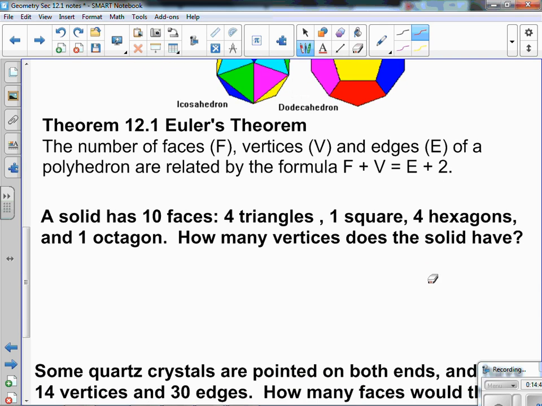So we've got a solid that has 10 faces: 4 triangles, 1 square, 4 hexagons, and 1 octagon. How many vertices does the solid have? First off, we know that the F value, the number of faces, is 10. And then, when you look at all of these things that go together to make this polyhedron, you gotta hope that there's another way to figure out how many edges there are without drawing it, right?